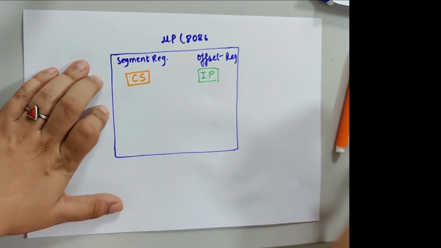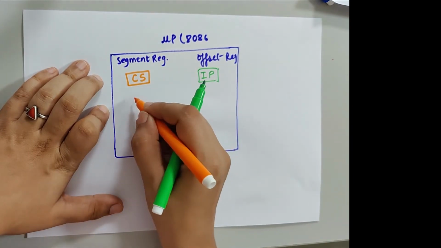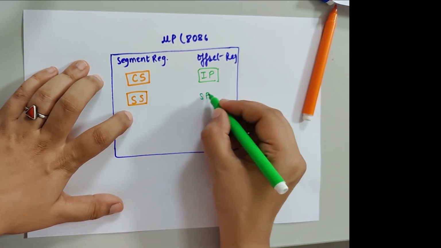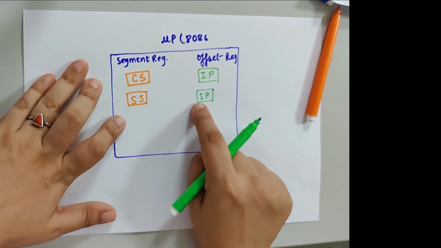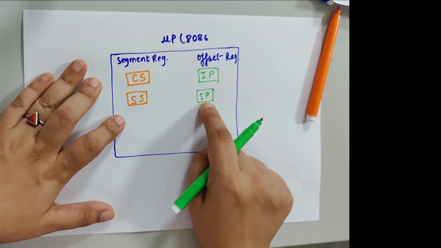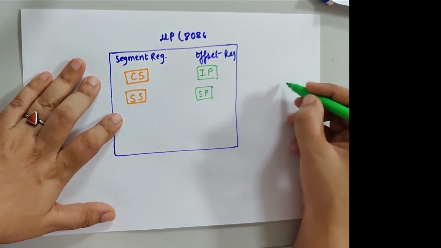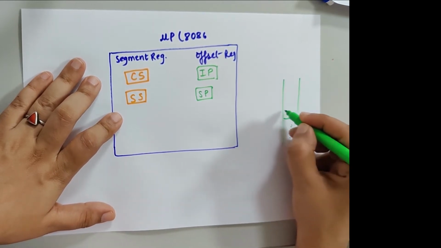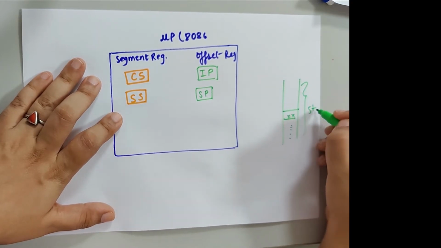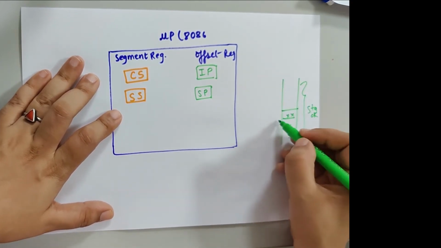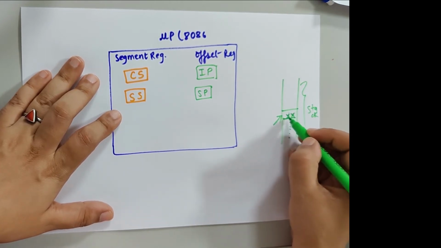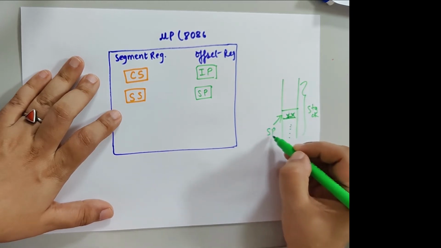Similarly, for the stack segment, the segment register is SS and SP is the offset register. Stack pointer is the offset register. So this SP represents the top of the stack. Suppose this is my memory and here we have stored some data, and this is the stack segment in the memory. Here this is the top of the stack. Let's say right now this location is the top of the stack. So the address of this location will be stored in the SP register, the stack pointer, the offset register.